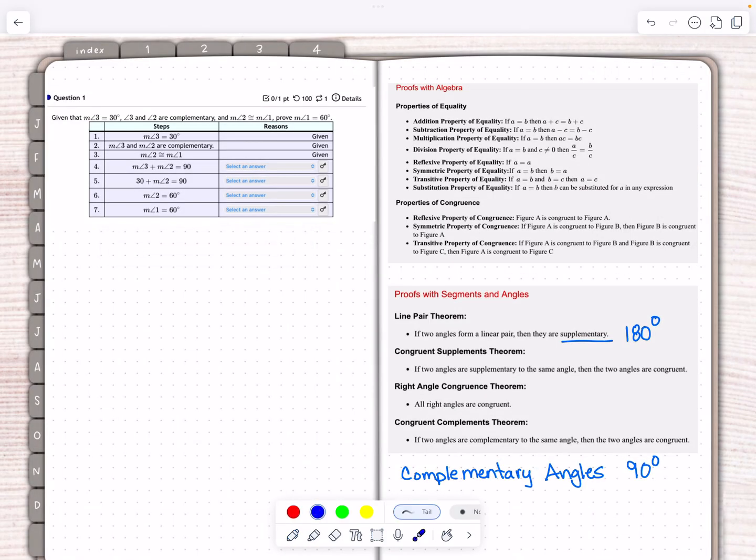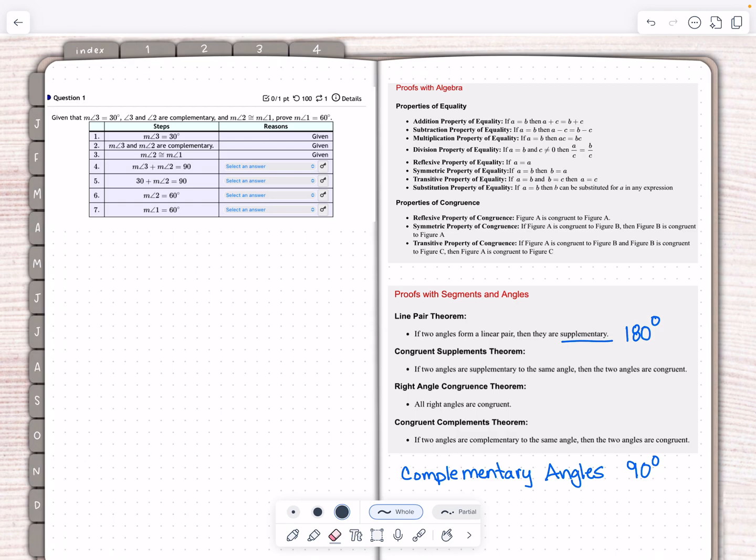Okay, we are given that the measure of angle 3 is 30 degrees, that angles 3 and 2 are complementary, which means that these two angles add up to 90 degrees, and that the measure of angle 2 is congruent to the measure of angle 1, and we need to prove that the measure of angle 1 equals 60 degrees.